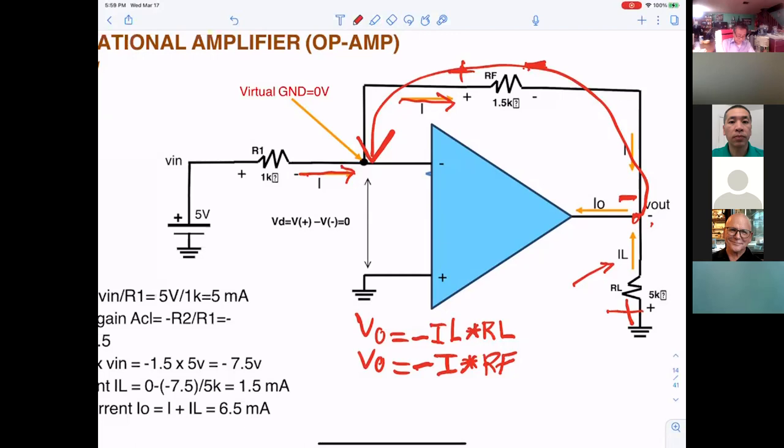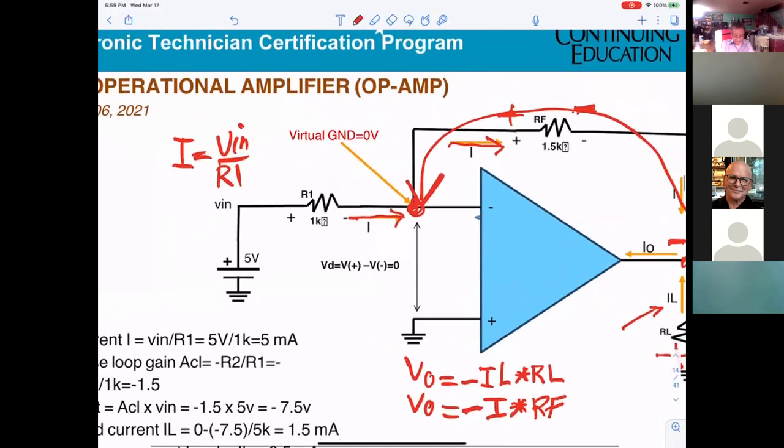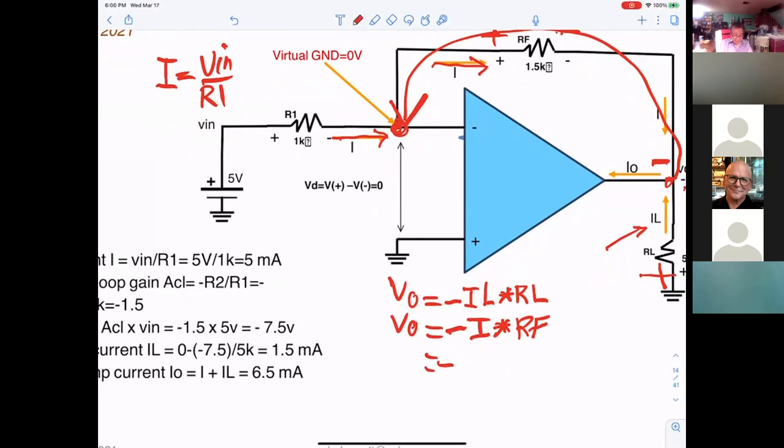V in divided by R1. That's correct. The thing is you get a route here, and you get only one short and only one resistor on the block. So now instead of I here, I can say it will be equal to minus V in divided by R1 times IF.